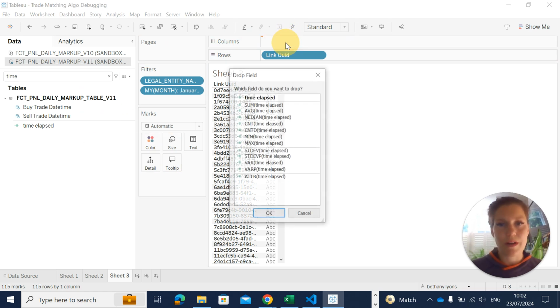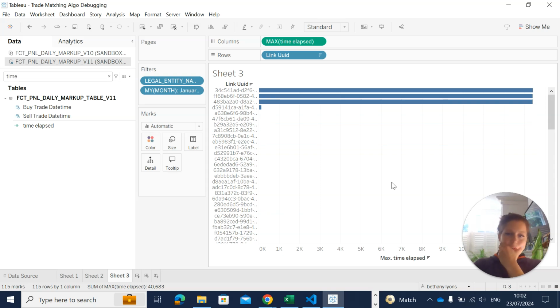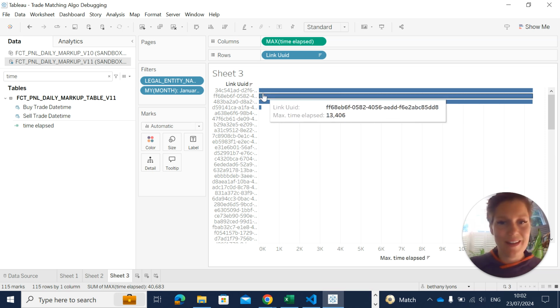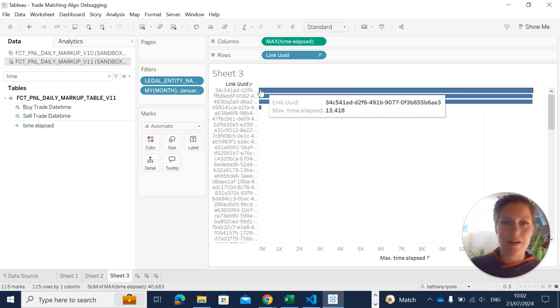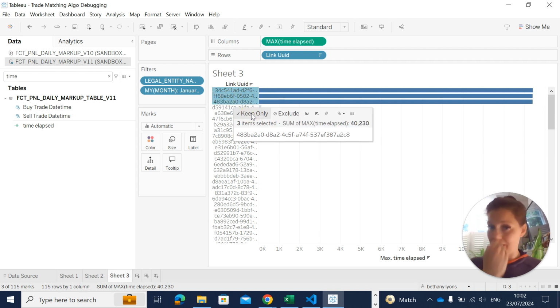So if I bring in this, I want to see the max time elapsed by link. And boom, I can see right away there's these 3 links where it's not happening in sub-seconds. It's like 13,000 seconds apart. That's something going wrong there. So what is it? Let's drill into those.